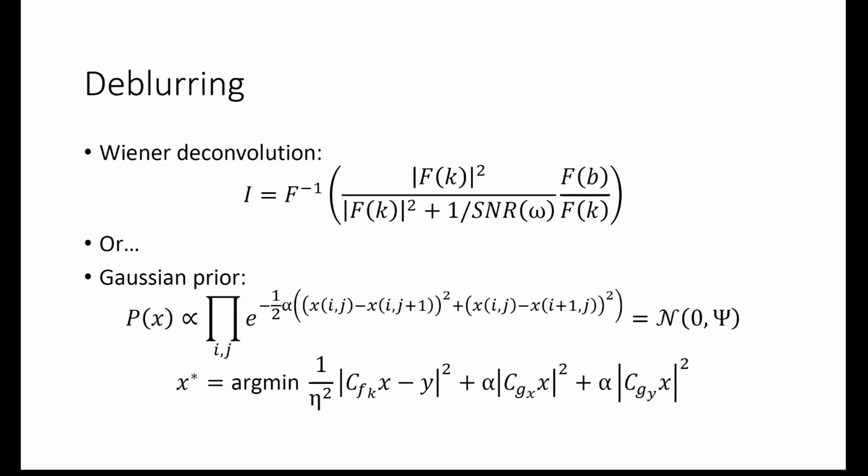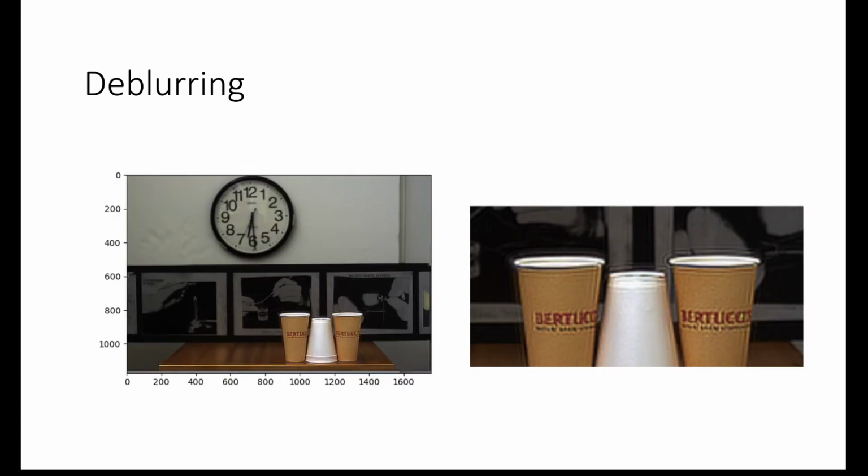And then we can get the deblurred image x star by solving this optimization problem. Here CFk is the matrix representation of a kernel Fk, and CFkx minus y is simply the reconstruction error. The other two terms are regularization terms that keep the image smooth. Here we have a deconvolved image using Wiener deconvolution. You can notice here the ring artifacts that we expect to observe, which means that we are deblurring using a wrong scale.